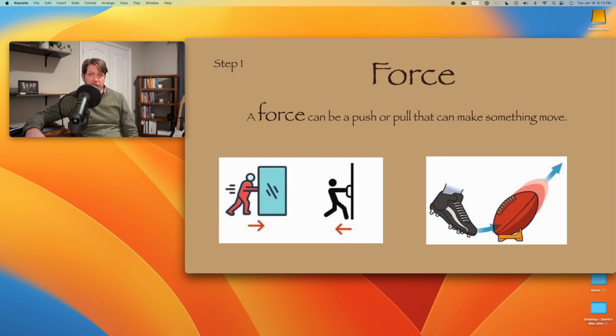Say force. Say, everybody, we're going to read it together. We practice saying the word force, and then we would read together. Force can be a push or a pull that can make something move. And then we would look at the pictures, okay?